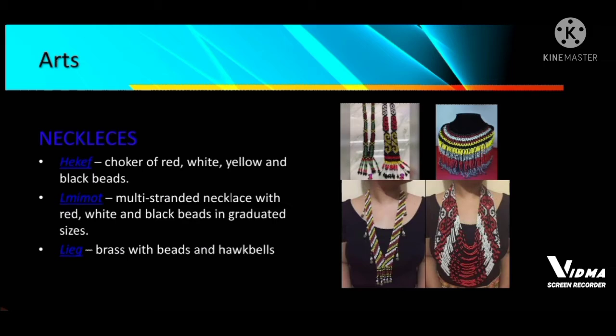The third is the different kinds of decorative necklace. So, hikef is choker of red, white, yellow, and black beads. Elmimot, multi-stranded necklace with red, white, and black beads in graduated sizes. Lieg or leek, brass with beads and hawk bells.